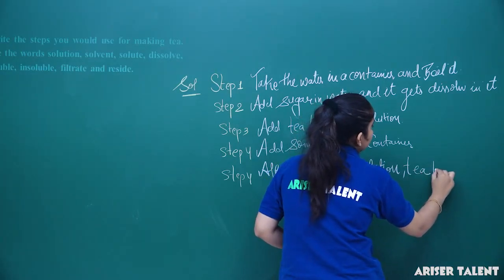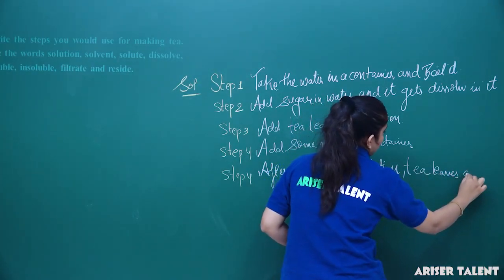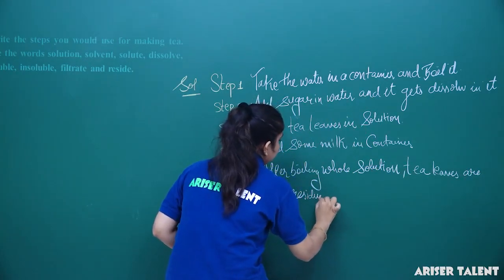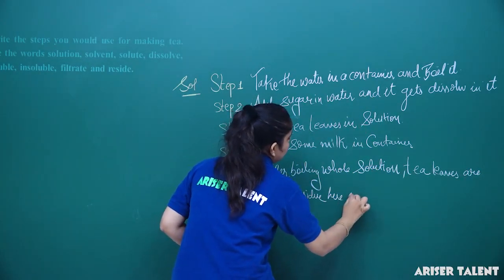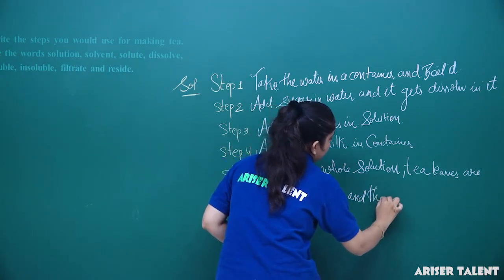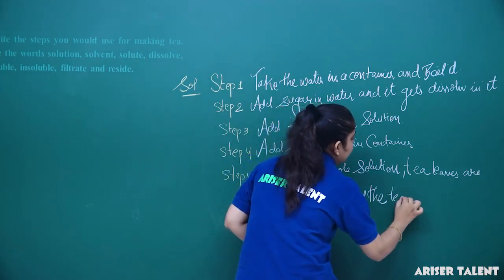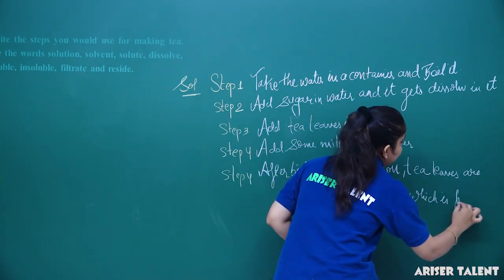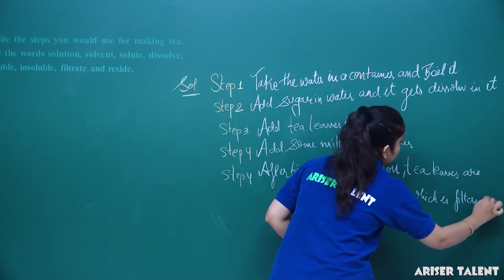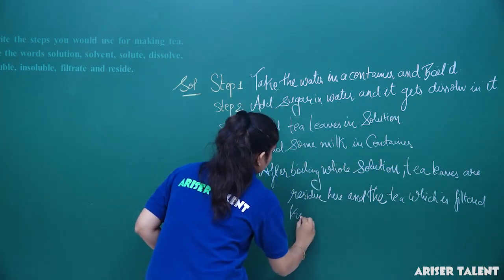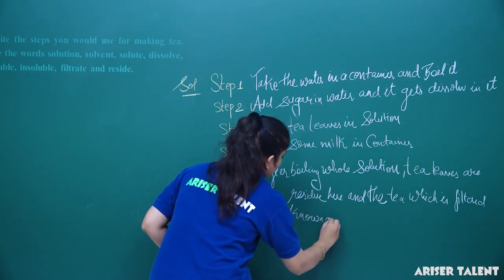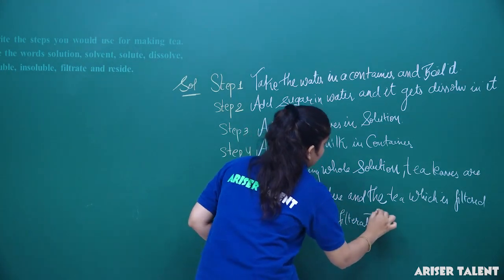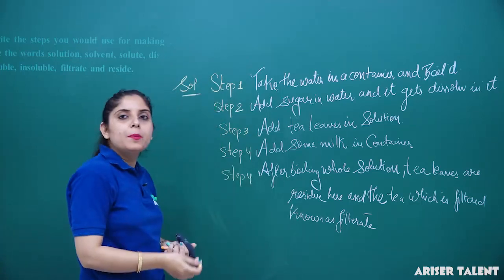the tea leaves are residue here, and the tea which is filtered is known as filtrate. Clear? So this is how you can prepare the tea.